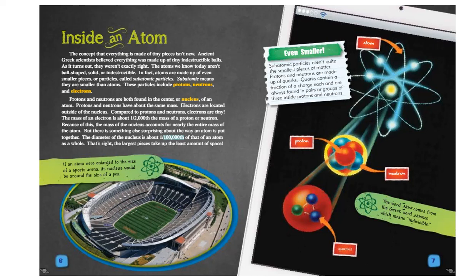One other little fun fact here, we're told the word atom comes from the Greek word atomos, which means indivisible, meaning it's not able to be broken down any further. Atoms are the smallest possible pieces of matter that we know of. Well, unless you get to what are called quarks, but that's a bit more advanced. We're not going to learn about those today.